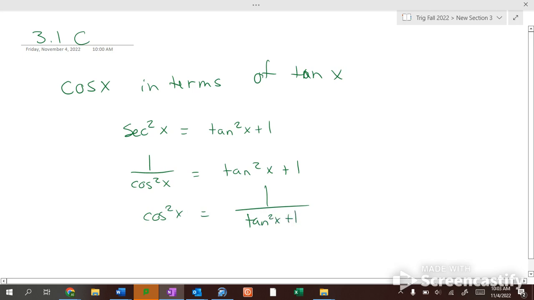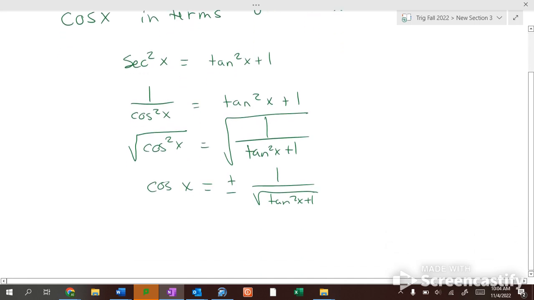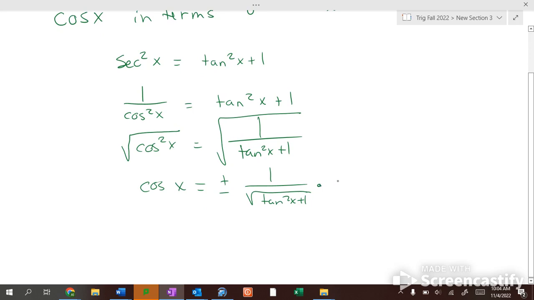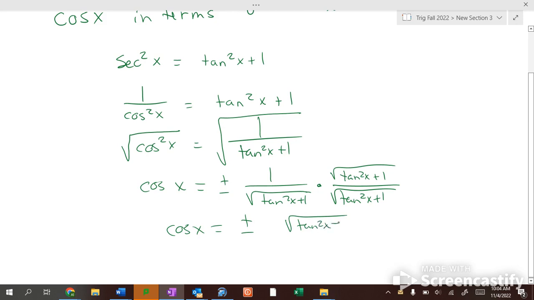Now I have cosine on one side, tangent on the other side. I'm doing good. What do I do to both sides right now? Take the square root. Okay. What's the square root of 1? 1. So cosine of x equals positive or negative 1 over the square root of tangent squared of x plus 1. Do we leave radicals in the denominator? No, so we just multiply top and bottom by the square root of tangent squared of x plus 1. So the cosine of x is equal to positive or negative square root of tangent squared of x plus 1 over tangent squared of x plus 1.